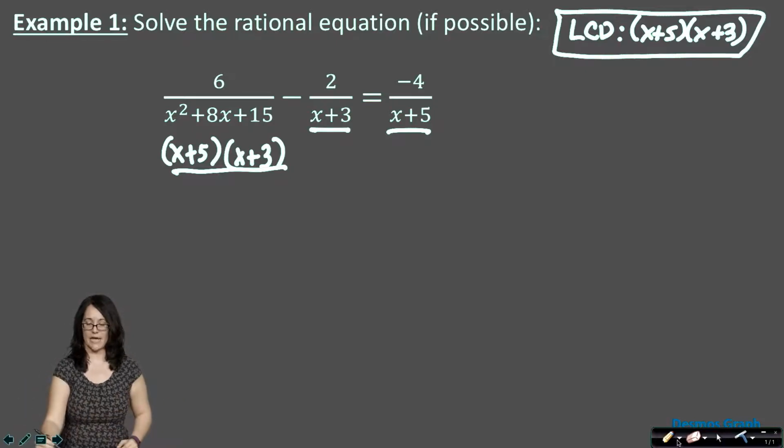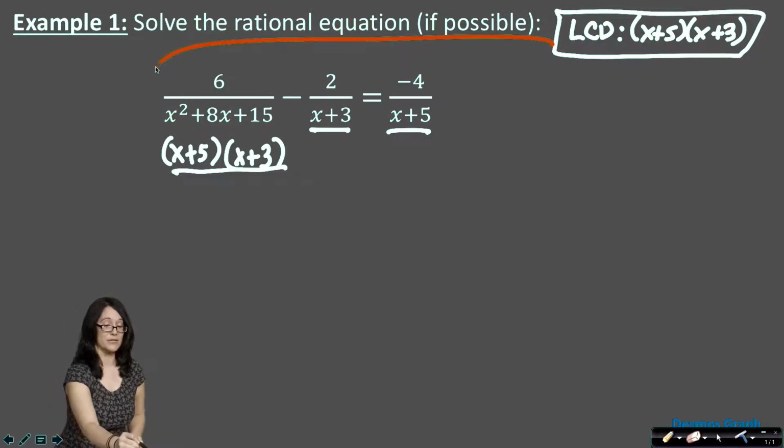So what's your next step after you've located your LCD? What were we trying to do? That's right, we wanted to get rid of all of the denominators. And what was the magic bullet that allows us to assassinate all of your fractions? Yeah, it was multiply every single term by that LCD.